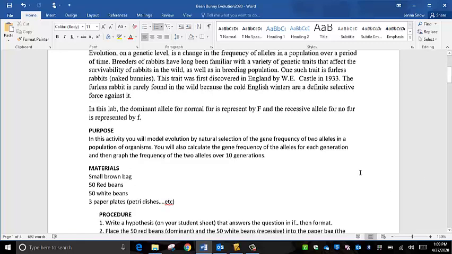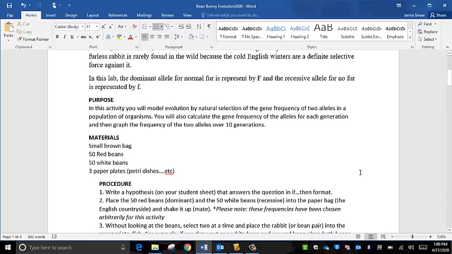So in this lab, the dominant allele for normal fur is represented by a capital F. That's what's dominant. And the recessive allele, which means it has no fur, is represented by a little f. So the only way for a rabbit to be furless is if it inherits two recessive alleles. So in this activity, you're going to model evolution by natural selection of the gene frequency of two alleles. That's capital F with fur, lowercase f, no fur. You're going to also calculate the gene frequency of the alleles for each generation and then graph the frequency of the two alleles.